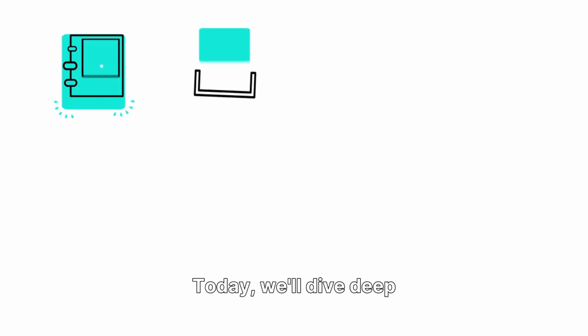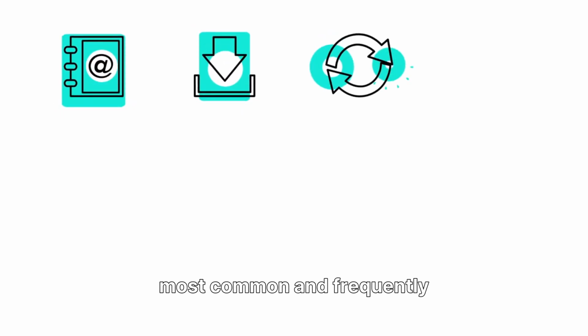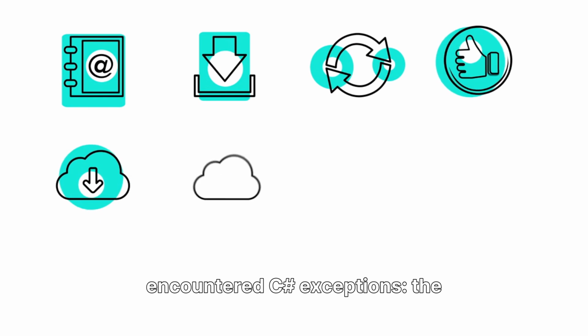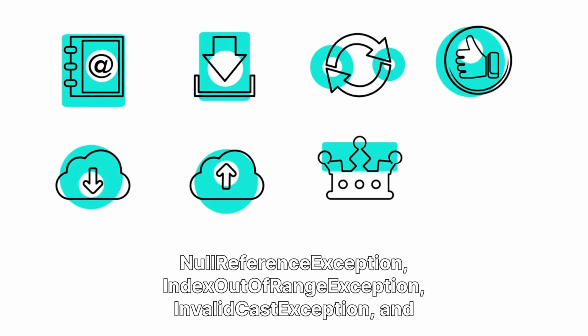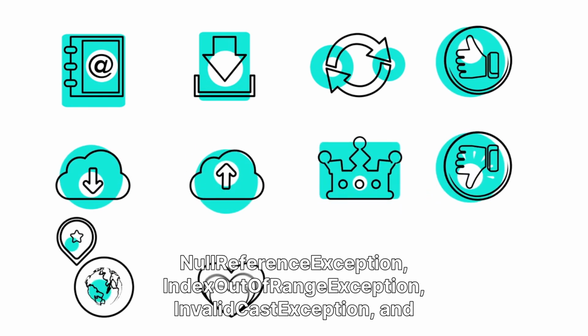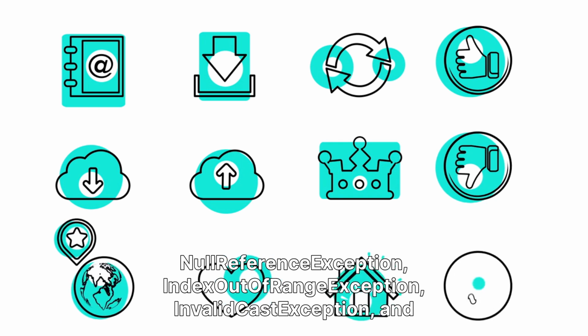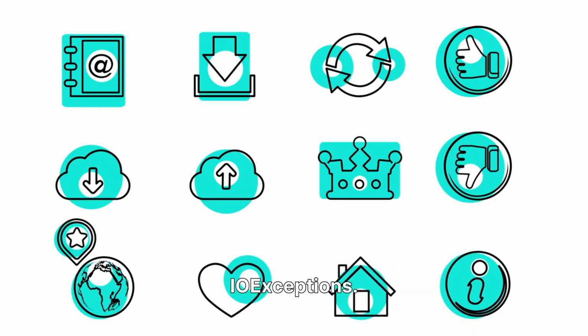Today, we'll dive deep into four of the most common and frequently encountered C# exceptions: the null reference exception, index out-of-range exception, invalid cast exception, and the broad category of I/O exceptions. Mastering these will significantly improve your debugging and coding skills.